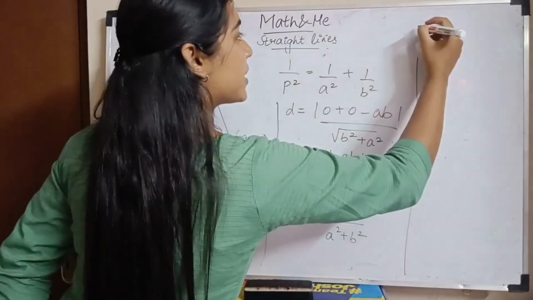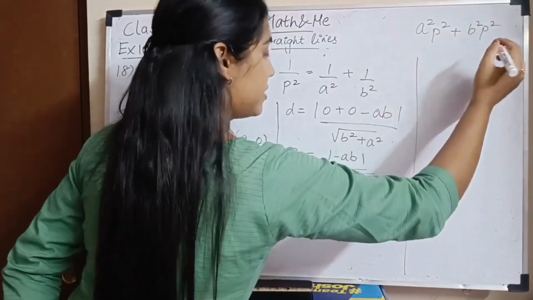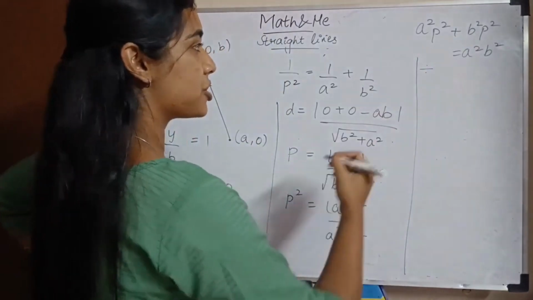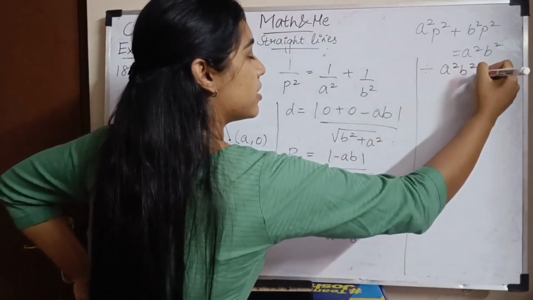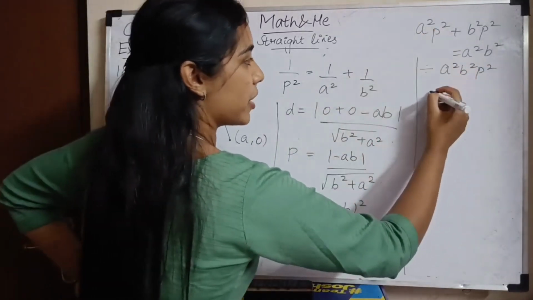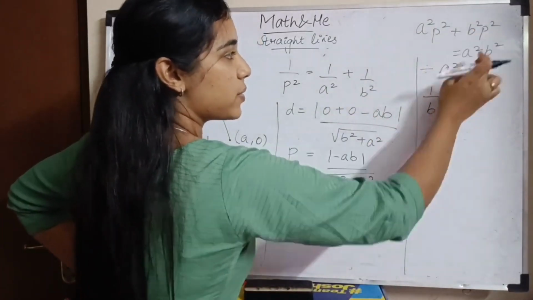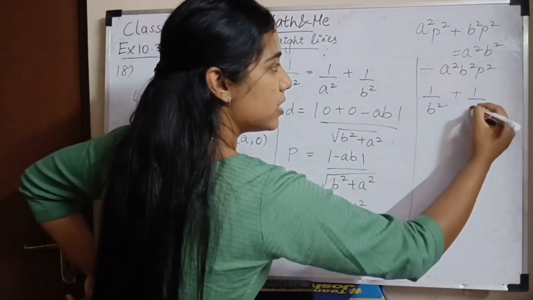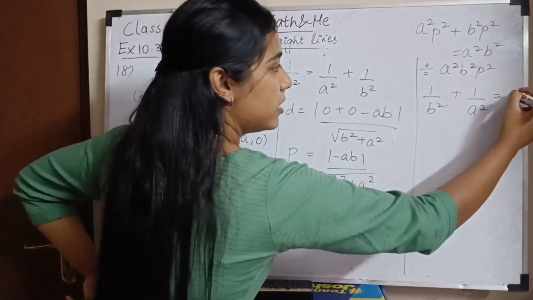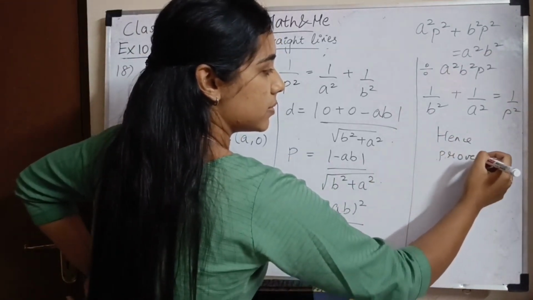When I multiply it here, I have a square p square plus b square p square equals a square b square. I am going to divide the whole equation by a square b square p square. So what will happen? It becomes 1 by b square, since a square p square cancels. Plus here b square p square will get cancelled, I have 1 by a square. Equals, on the other side a square b square cancels, I will get 1 by p square. So this is what you want. Hence proved. Okay?